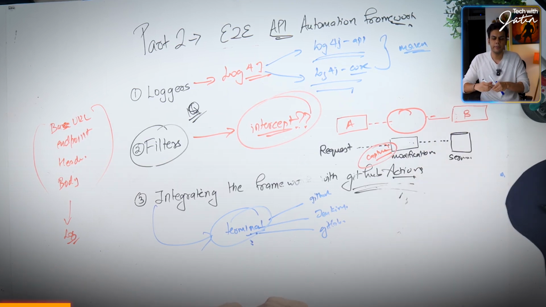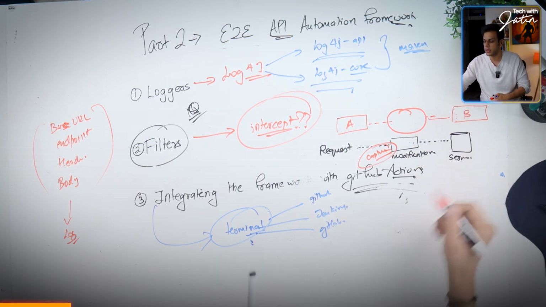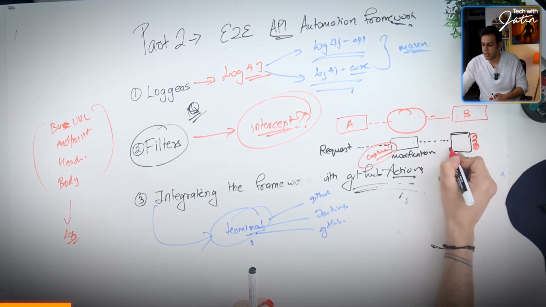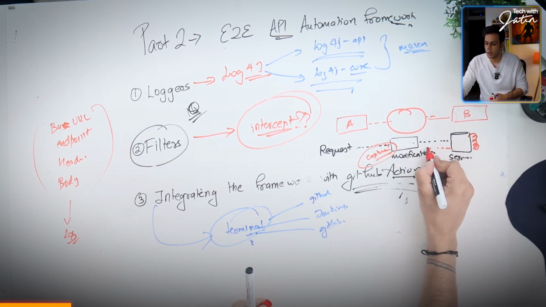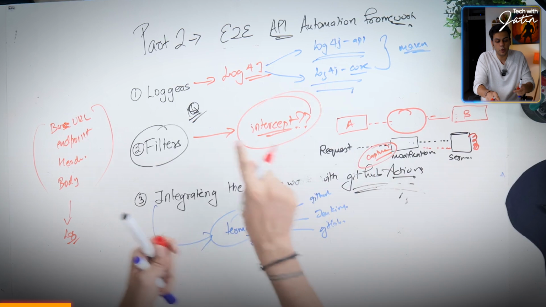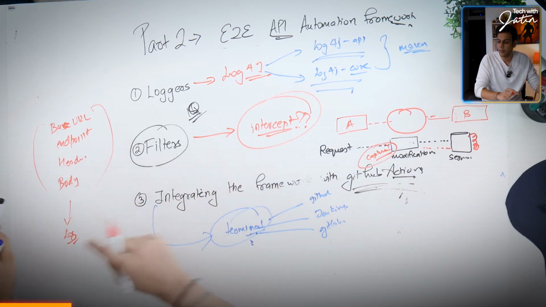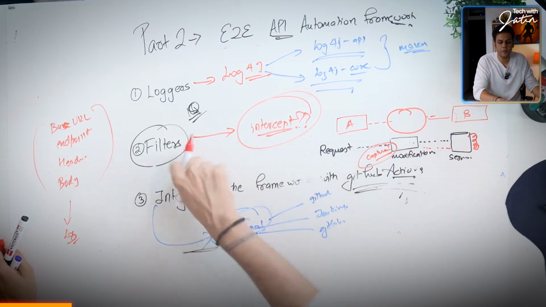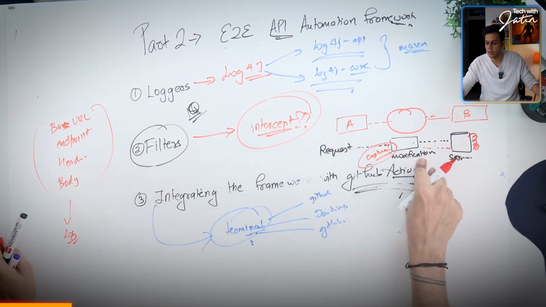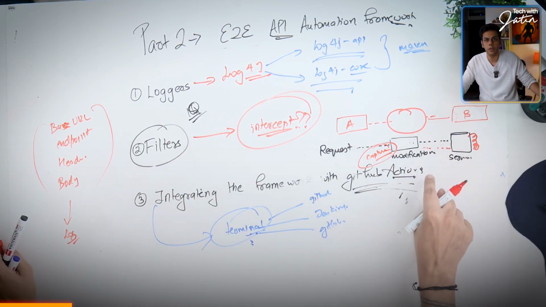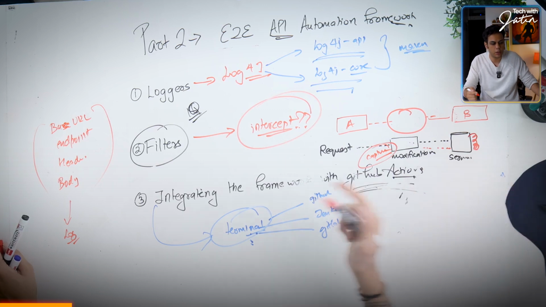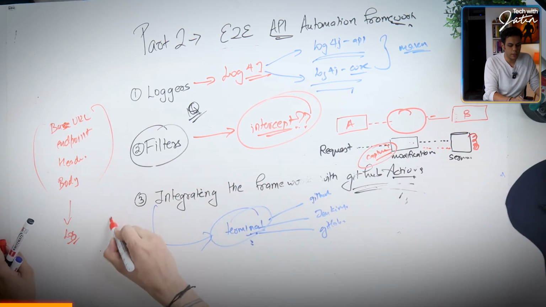And the same thing happens on the return also. When the server processes the request, it is going to return the response back. Before the response reaches your test for further validations, it is going to go via the filter. And what is the filter going to do? Again, it is going to capture. The request it has captured, now it is going to capture the response.